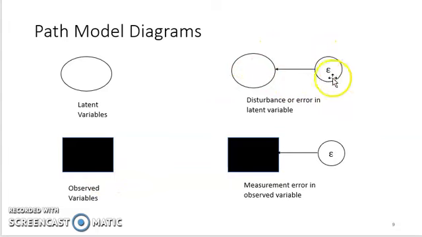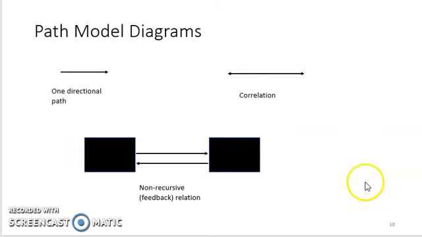So here's the latent variable and here's the error. You also have observed variables. So observed variables are the variables that are in your data set, and so they are the variables you've actually measured and collected. And then you can also have measurement error in the observed variable, and it will look like that. Now we will talk about the paths, which represent the regression coefficients.